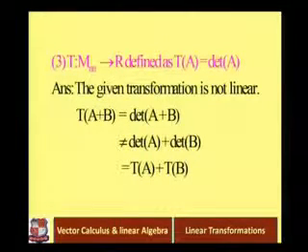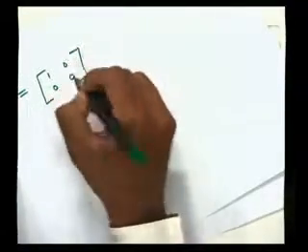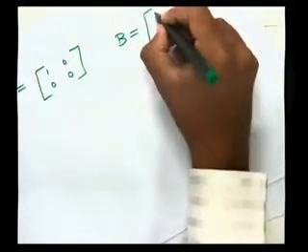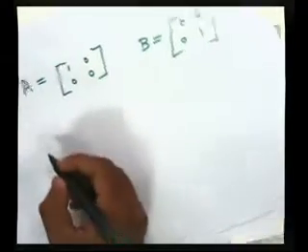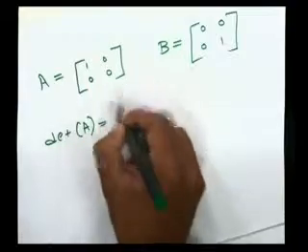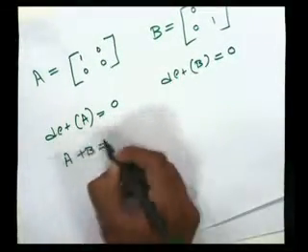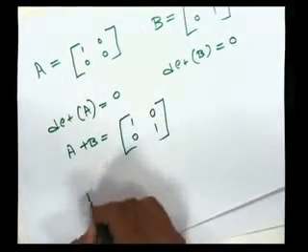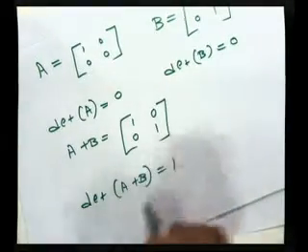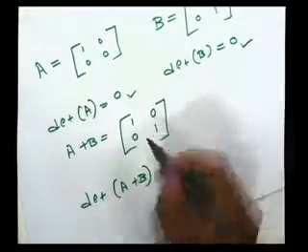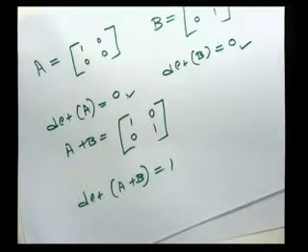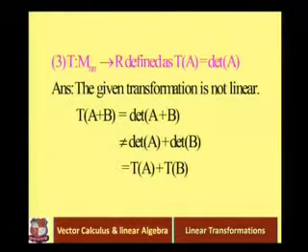Let's see. If we take A equal to [1 0; 0 0] and B equal to [0 0; 0 1], in that case determinant of A is clearly 0, determinant of B is also 0, but what is A plus B? A plus B is equal to [1 0; 0 1]. So determinant of A plus B is equal to 1. So clearly determinant of A plus determinant of B is 0 plus 0, which is 0, and determinant of A plus B is equal to 1. So these two are not equal in general. So we prove that determinant of A plus B is not equal to determinant of A plus determinant of B. So the first condition fails for it to be a linear transformation. So this is not a linear transformation.